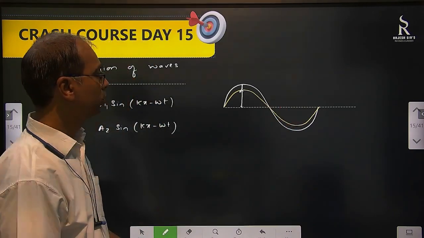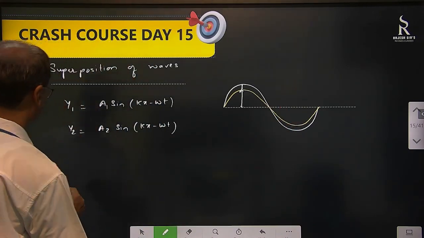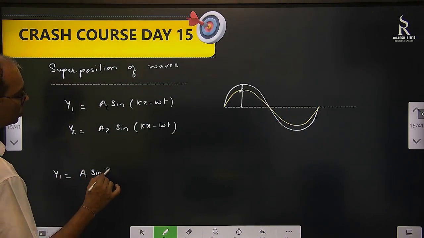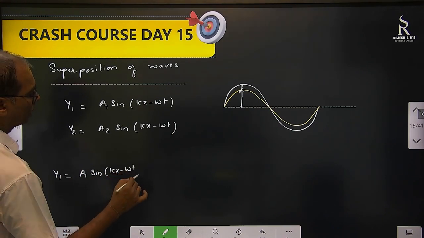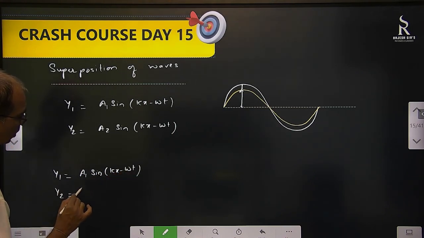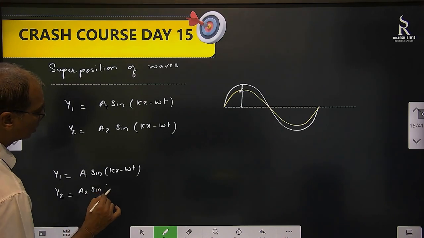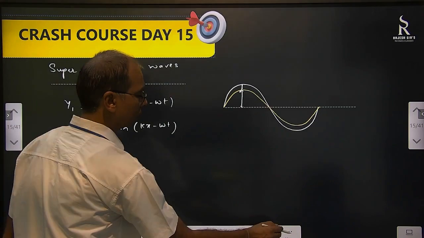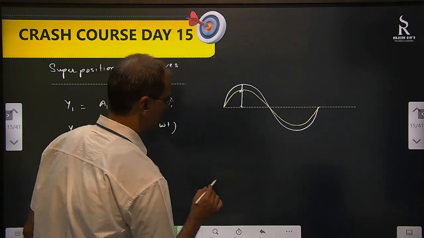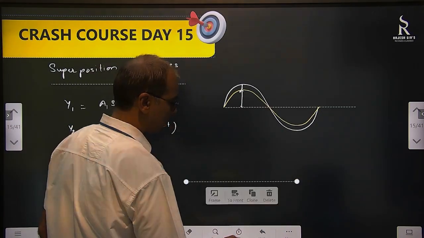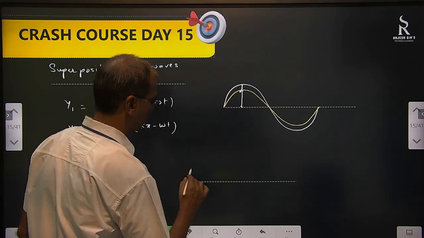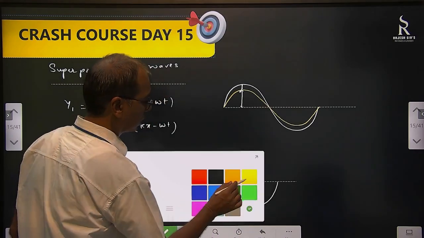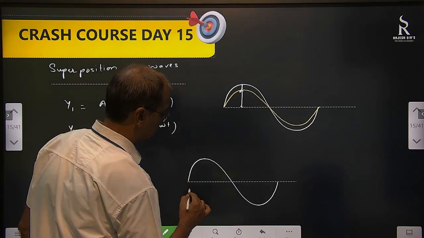But suppose they are in opposite way, suppose I show you y1 equal to a1 sine kx minus omega t and y2 equal to a2 sine omega t minus kx. What will happen? Then we are going to subtract. Why? Because I'll show you how it is. So one is like this, and second one is like this.